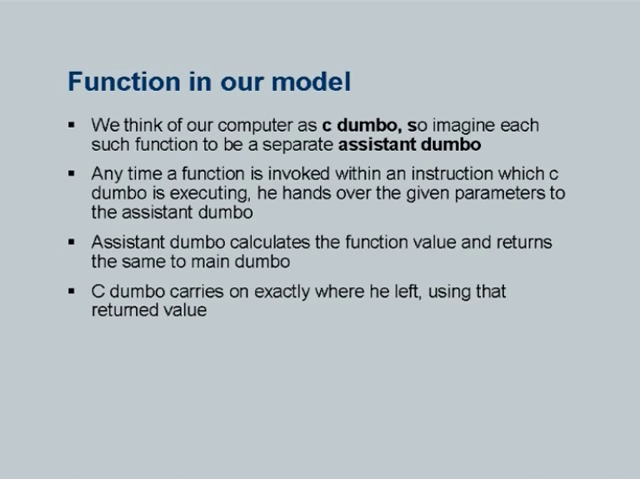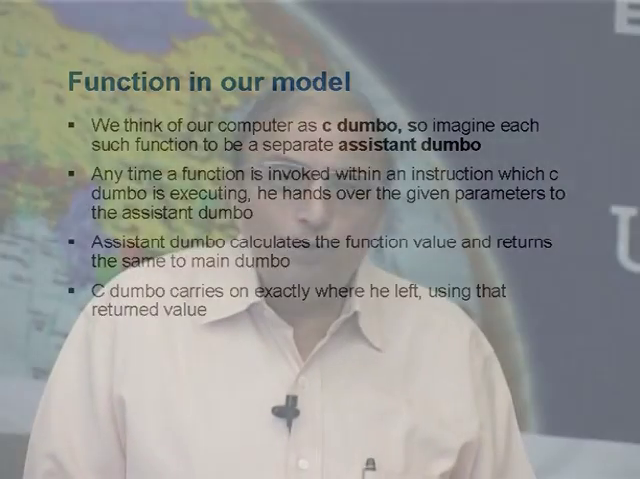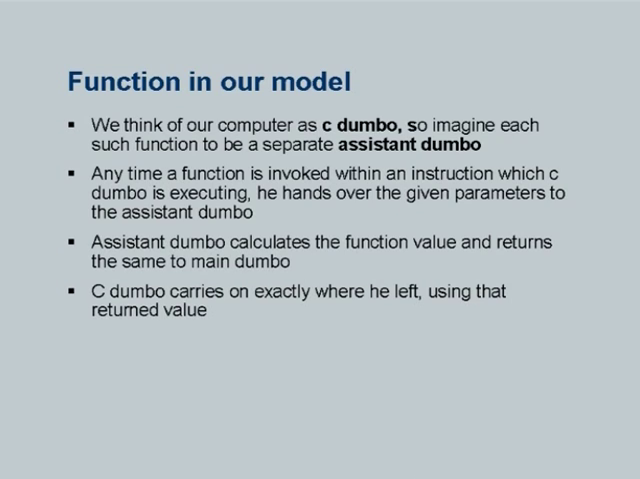This all depends upon at what point in time you introduce function to your students. But if you want to introduce it early enough, which can be done, it may be useful to relate to the simplistic Dumbo model of our computing. So if we think of our computer as a C Dumbo, we can imagine that each such function is actually a separate assistant Dumbo. Anytime a function is invoked within an instruction which C Dumbo is executing, what C Dumbo does is he simply hands over the given parameters to the assistant Dumbo.